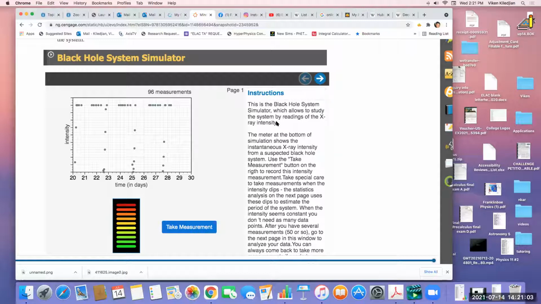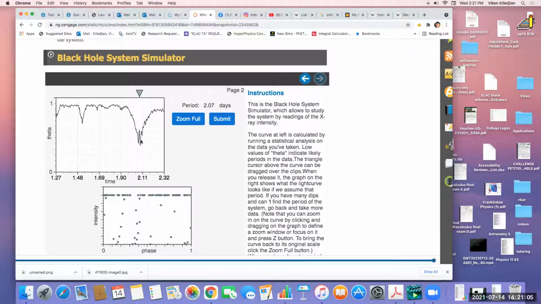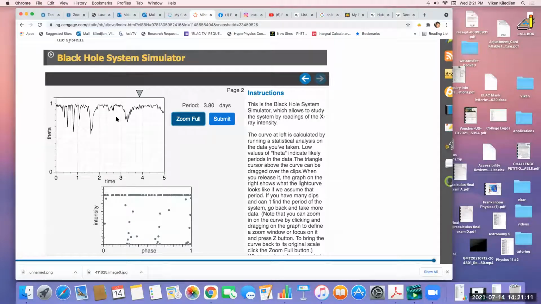So when I go here, the likely dip that we're looking for is not 2. I need to fully zoom now. Should be around 2.5. I'm not really sure what the theta is measuring. It might be measuring, and okay, let's go to 2.5 days. Oh, that's 3.25. Hold on, 2.5 is right here. Oh, right there.